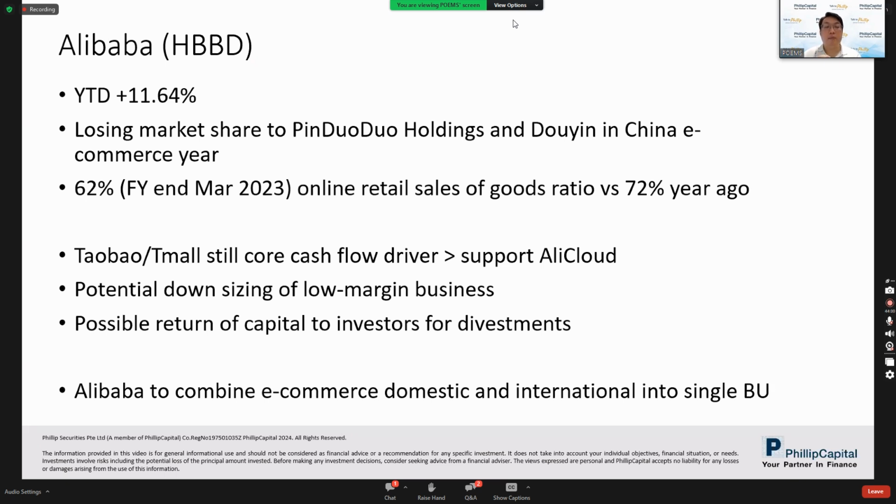And there's a potential downsizing of their low margin business, so they can try to redirect the funds that they have to the higher profit margin level. And after they redirect the funds and capital, they might also return certain funds to investors for divestments. So instead of only reorganizing their business, they might sell certain non-performing business.